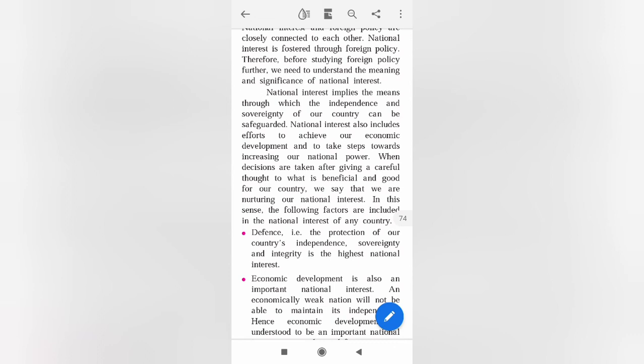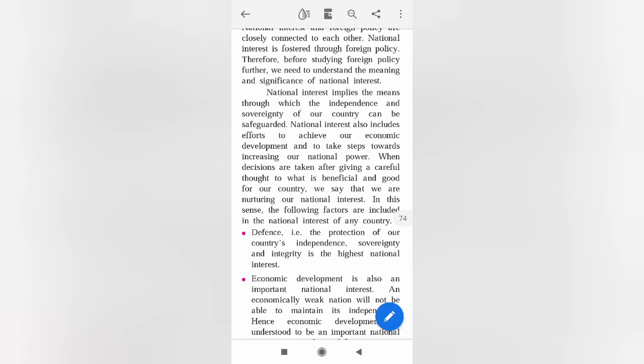Second, economic development is also an important national interest. An economically weak nation will not be able to maintain its independence. Hence, economic development is understood to be an important national interest, next only to defense.